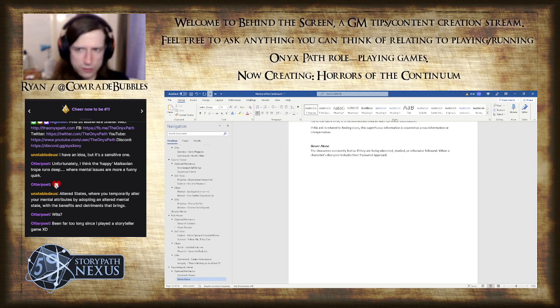When a character's dice pool includes their favorite approach... You know what? I'm just going to do it here. A character gains one enhancement on any rolls including their favored approach. Any other... no, that's not a good way of phrasing it.